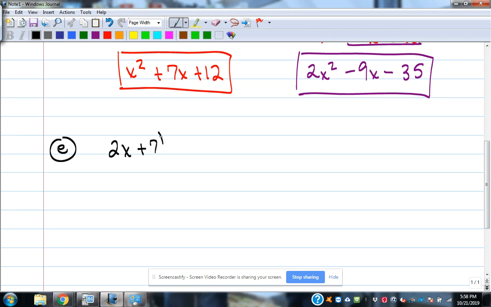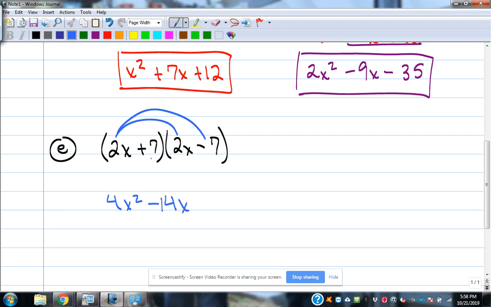2x plus 7 times 2x minus 7. It doesn't look any different than the last two I did, so I'm going to work it the same way. 2x times 2x would be 4x squared. 2x times negative 7 would be negative 14x. And then I'm going to distribute the positive 7. So that's a positive 14x, and that's a negative 49. What happens to the two middle terms? They cancel each other out.